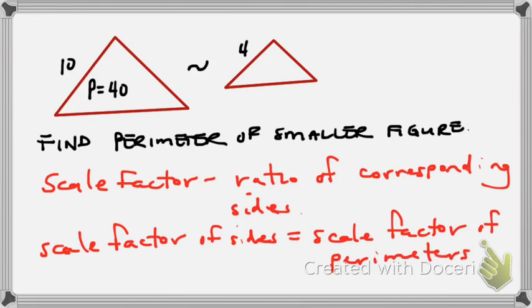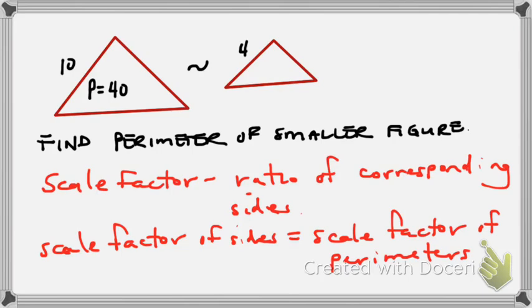Which makes sense, right? Because we're taking all of our corresponding sides, adding them together, and taking all the sides of the other one, adding them together. All we're doing is addition. Addition doesn't change a whole lot. So it's logical that the scale factor of corresponding sides would be equal to the scale factor of the perimeters of the two similar figures.